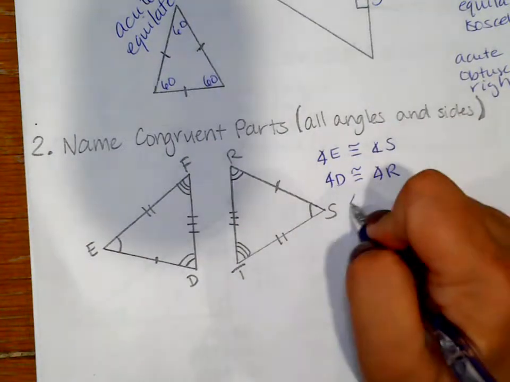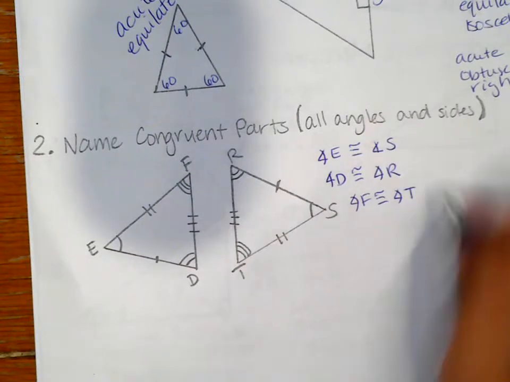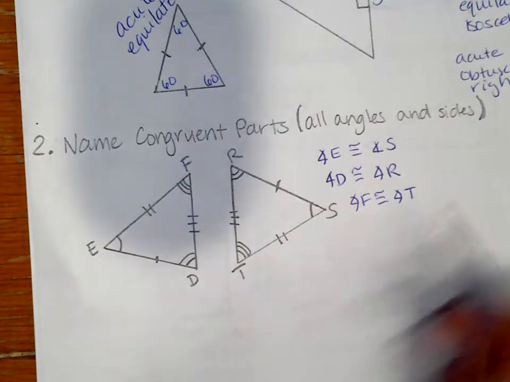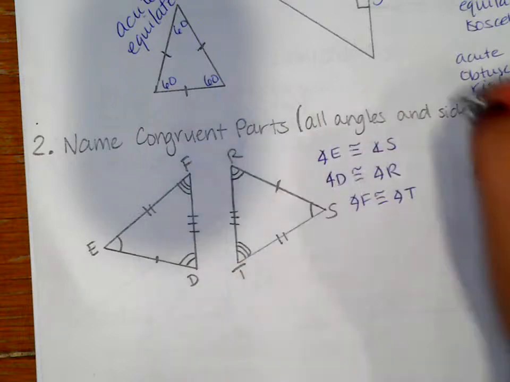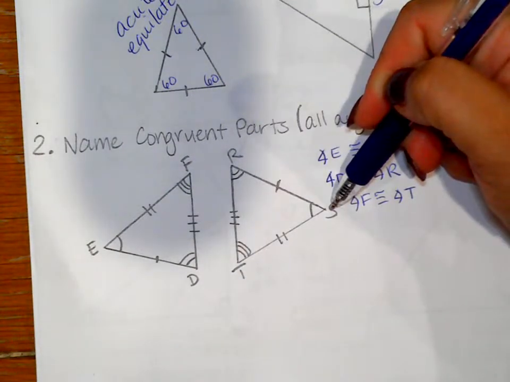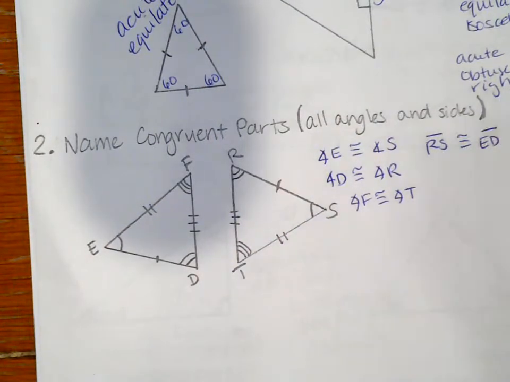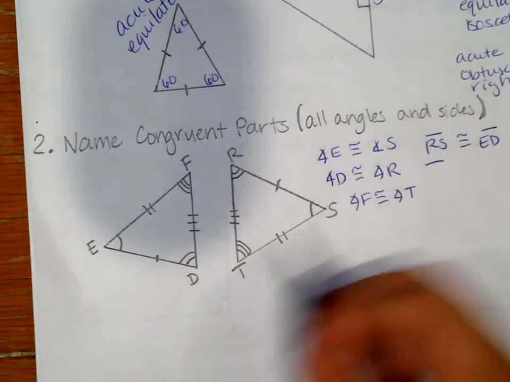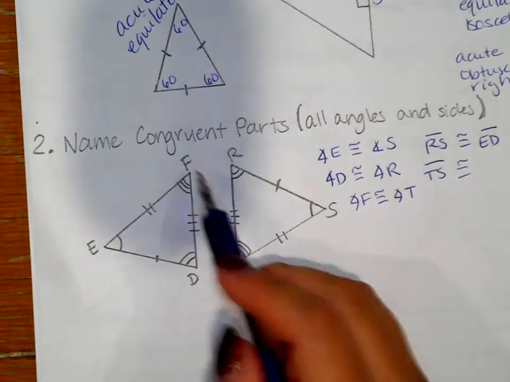Angle F is congruent to angle T. So if it asks which parts are equal, you can go by markings. If I needed to do sides, side RS is congruent to side ED. Okay, side TS is congruent to side FE.